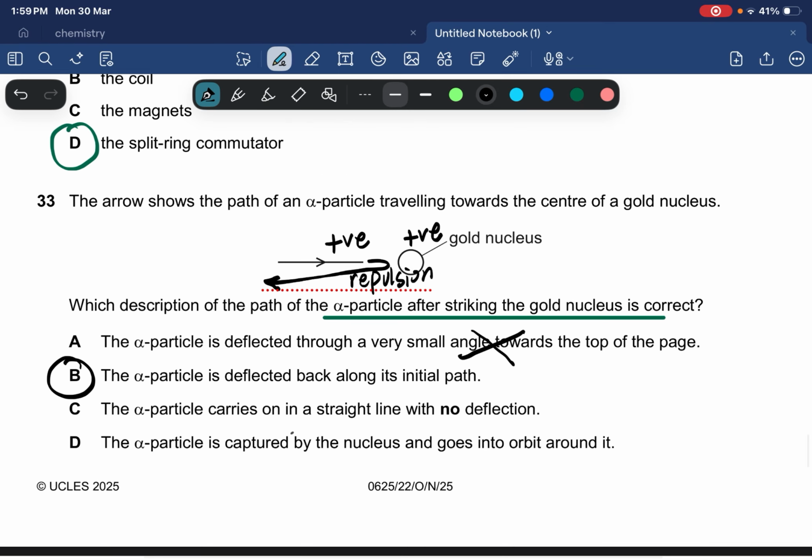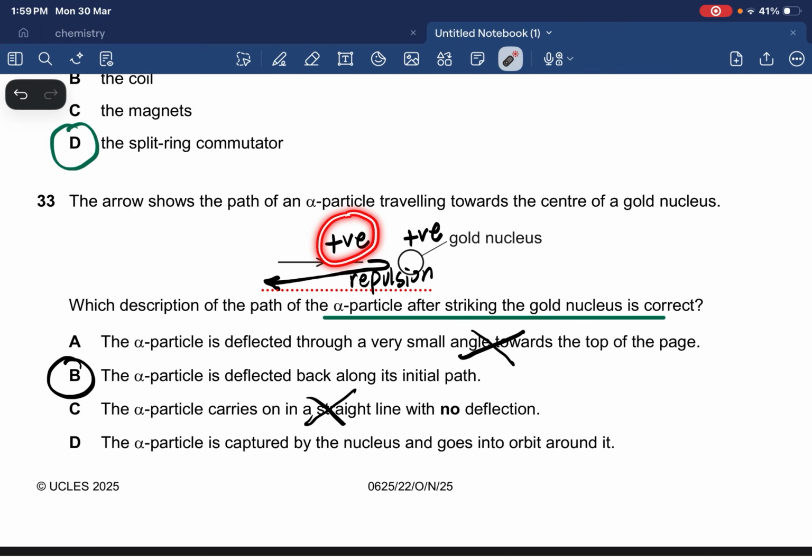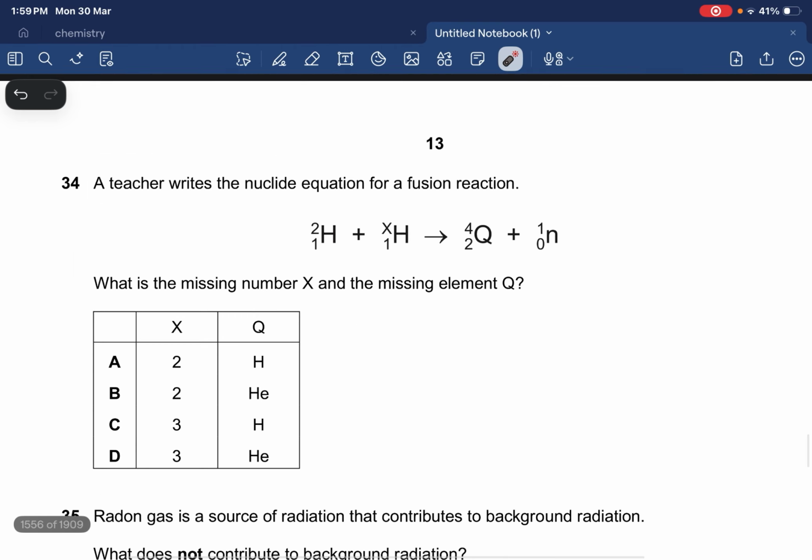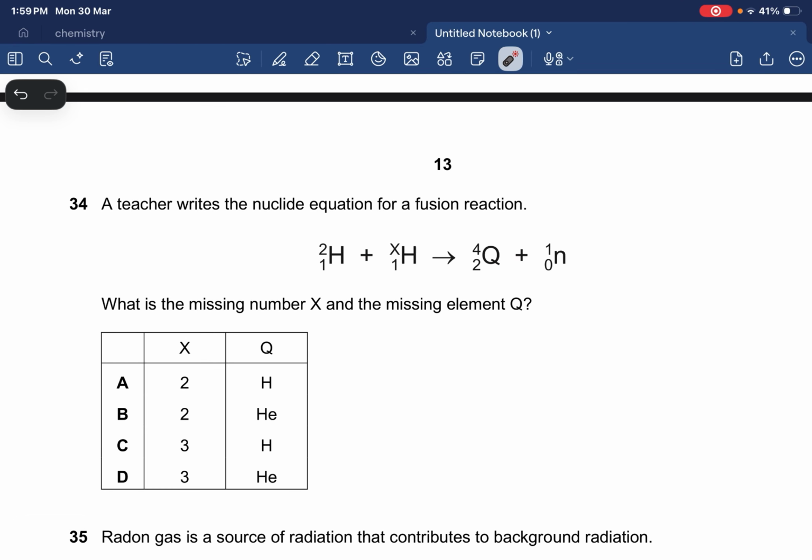The alpha particle carries on in a straight line? Why would it carry on? There is repulsion between this and this. The alpha particle is captured by the nucleus? No. Okay.